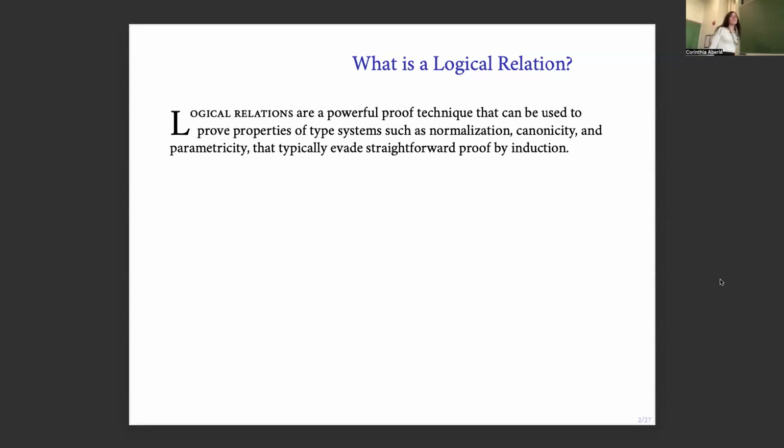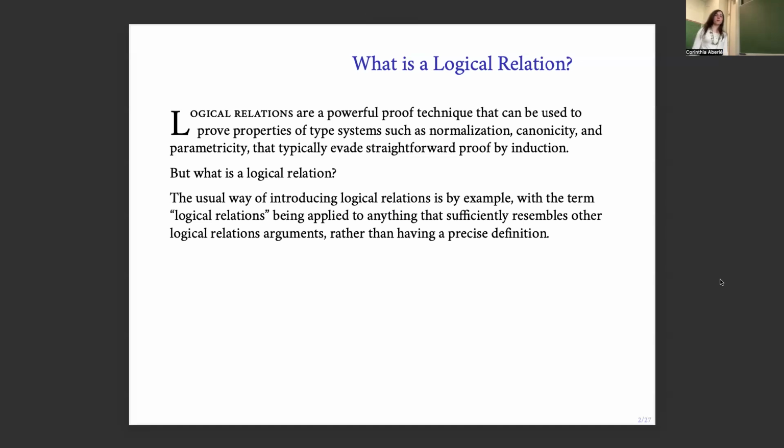If you're at all familiar with type theory where you might want to prove something like strong normalization, and you try to do that by a straightforward induction on the syntax, that doesn't work because you can have interesting loops in evaluation and so on that complicate things. Logical relations are a way to get around that and basically strengthen your induction hypothesis. And okay, that's great, but what is a logical relation?